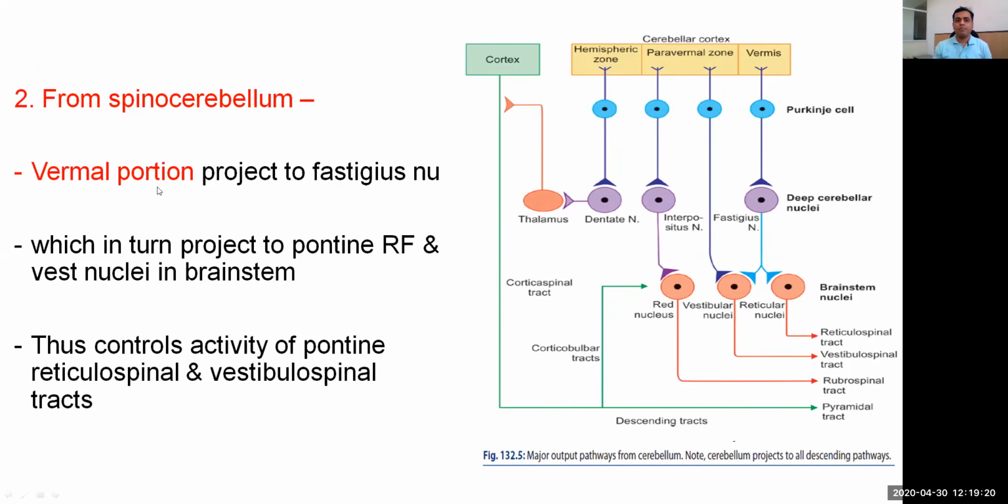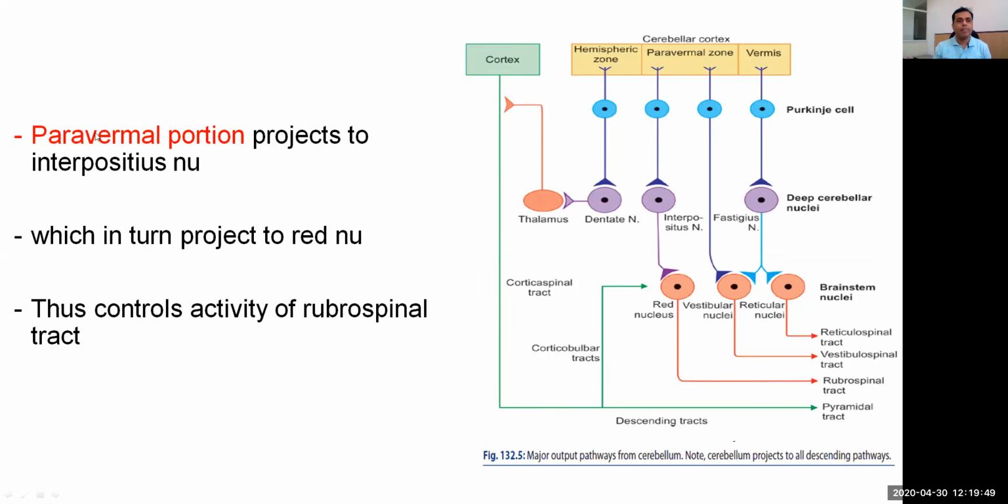From the spinocerebellum, the vermal portion projects to the fastigial nucleus. This is the vermal portion. It is projecting to the fastigial nucleus, which in turn is projecting to the pontine reticular formation and the vestibular nuclei in the brainstem. Thus, we can say that it controls the activity of the pontine reticulospinal and vestibulospinal tracts. Both these tracts' activity will be controlled by the vermal portion.